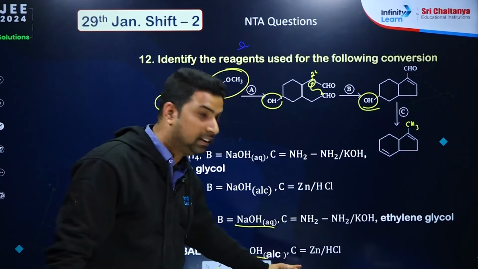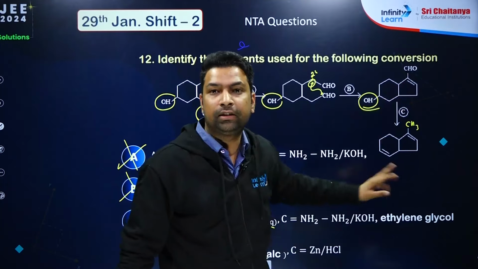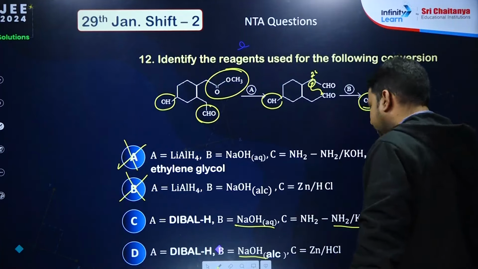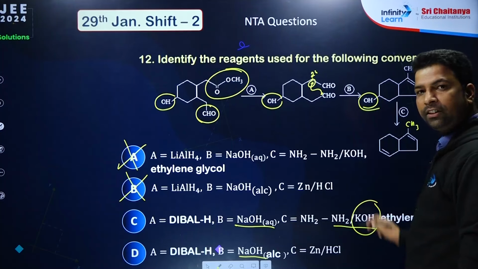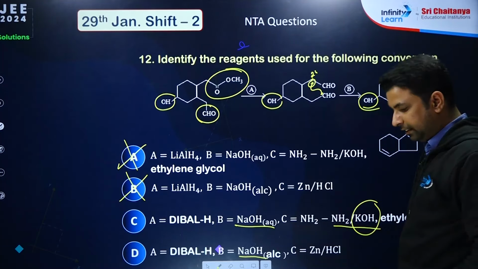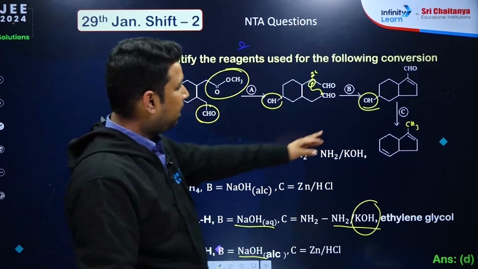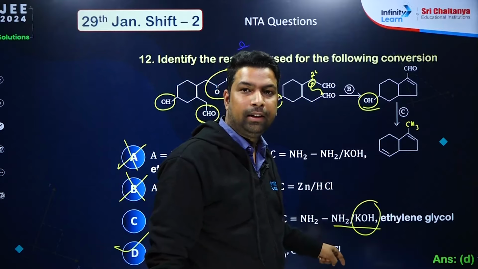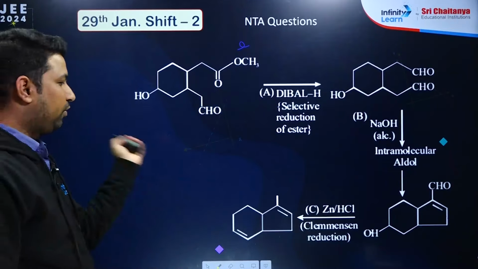And the same reagent is also known as Clemmensen reduction. It helps to reduce the CHO group into CH3. So we have to take Zn-HCl. If you take NH2-KOH, this KOH is basic and this group is acidic. There will be an acid-base reaction. So we cannot take option C. We have to take option D because we want to eliminate OH and form alkene. So I have to take an acidic medium so that OH can be protonated. Okay, so this is the sequence of reactions.